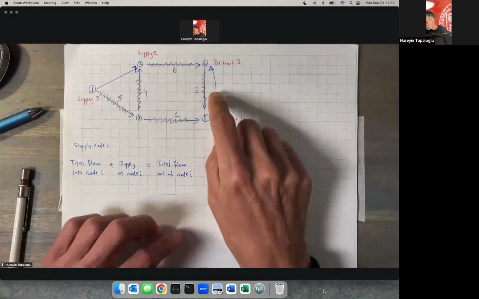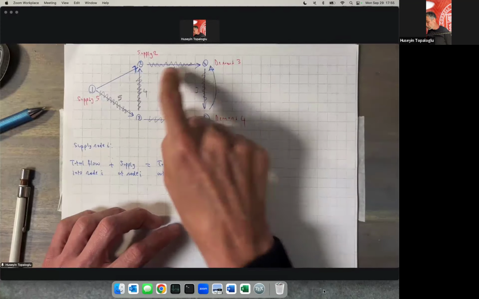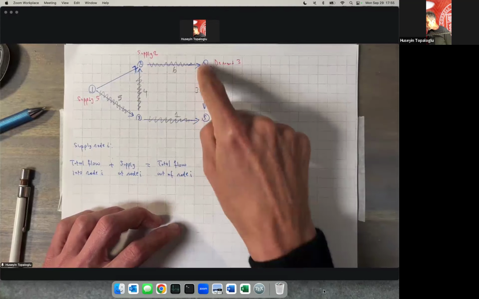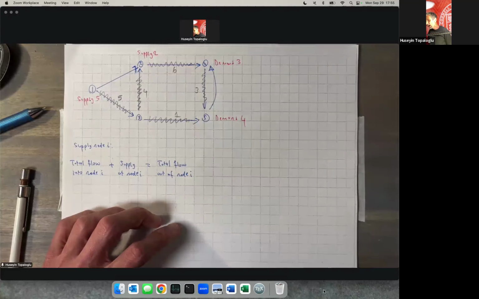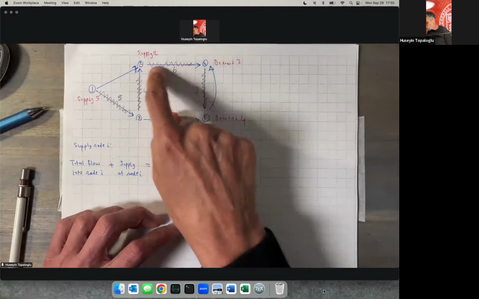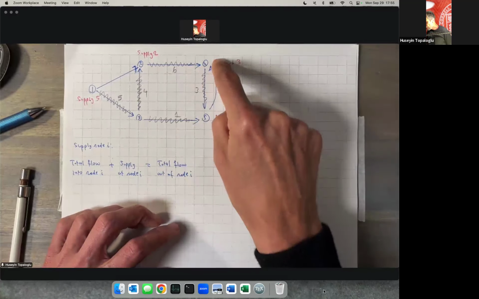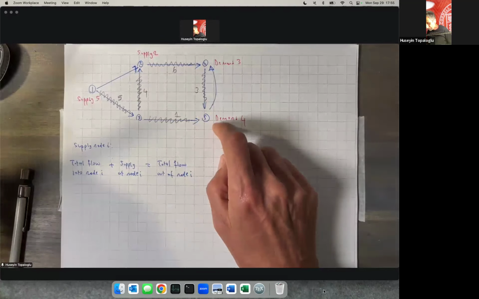Let me say it again. What do I need to write for a demand node? So let's take a demand node. The total flow into the demand node should be enough to satisfy the demand at the demand node and the total flow out of the demand node. So for a demand node, I need to write a constraint that says the total flow into demand node i should be equal to the demand at demand node i plus the total flow out of demand node i.